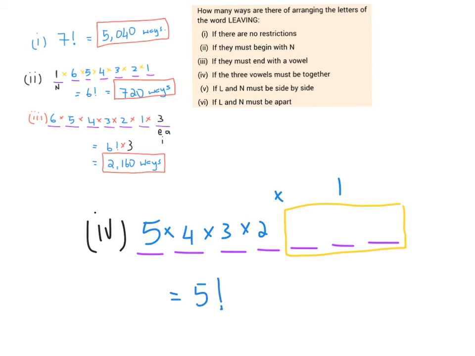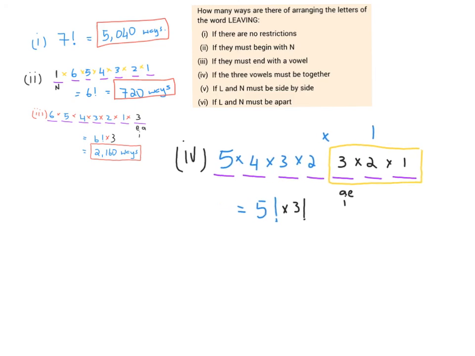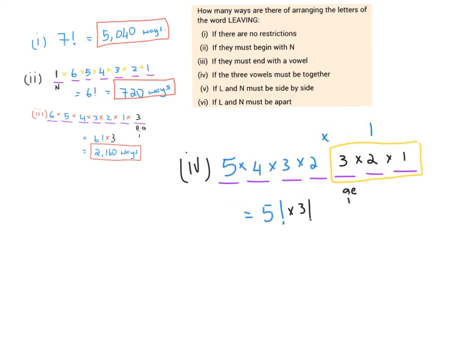But inside in this box where I have my 3 vowels, so A, E and I have 3 possible ways, because I could have 3 options for there, 2 options for here and 1. So 5 factorial times 3 factorial is how I get my answer there. So notice again with this restriction, I place them all together. I'm told they must be together, so I put it in. I treat it as one specific letter. Okay, and so I multiply those out, and that gives me 720 ways.